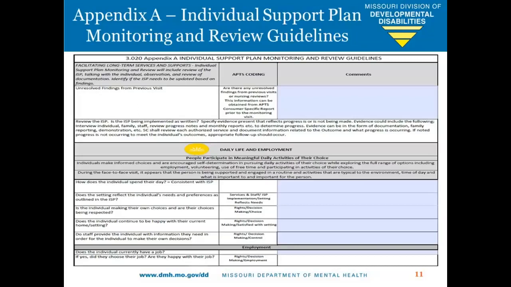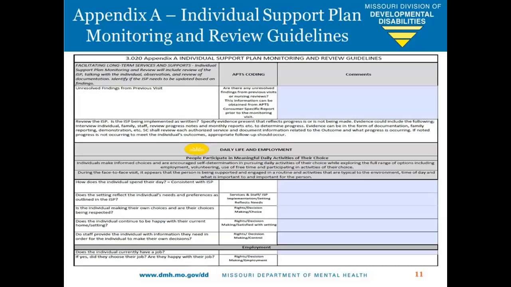Appendix A also includes the APPS coding for findings the support coordinator identifies for entry into the Integrated Quality Management Functions Database, also known as the APPS database. In addition, Appendix A includes a comment section for the support coordinator to include notes they may want to capture from the monitoring.